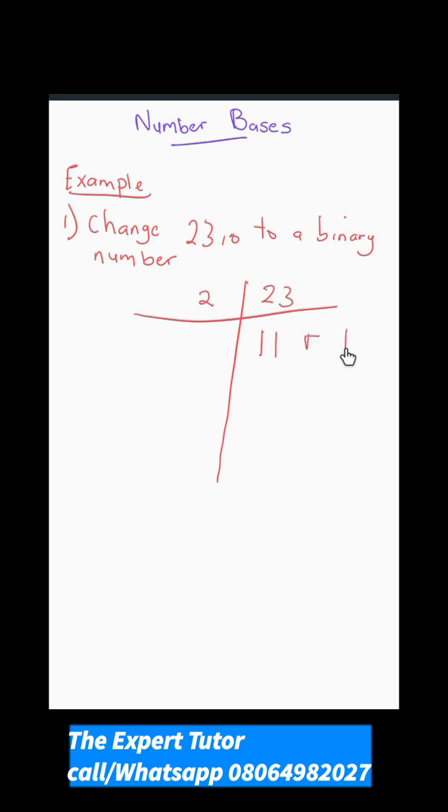I'm going to use 2 again. 2 into 11, how many times? This is going to be 5 times remainder 1, because 5 times 2 gives you 10, and 10 plus 1 is 11. I'll use 2 again. 2 into 5 is going to be 2 times remainder 1. And then 2 into 2 is 1 time, remainder 0. To wrap it up, I'll now use 2. 2 into 1, I will write 0 remainder 1.